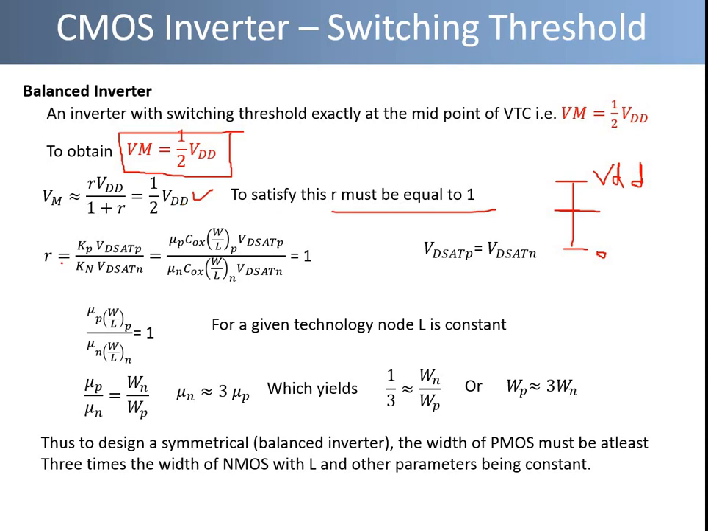So putting the value of R, we see that Kp times Vd sat P divided by Kn and Vd sat N must be equal to 1, where the gain factor is expressed in terms of physical parameters of the transistors. Normally we have values of Vd sat P and Vd sat N equal to each other, so we cancel out these two terms from this relation.